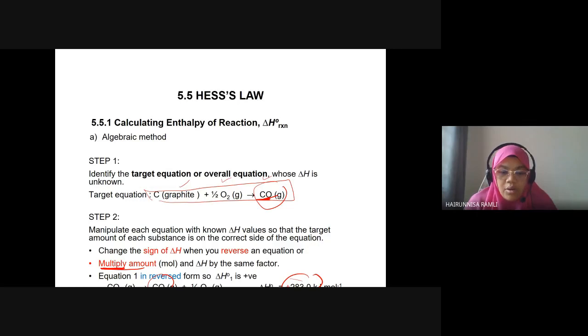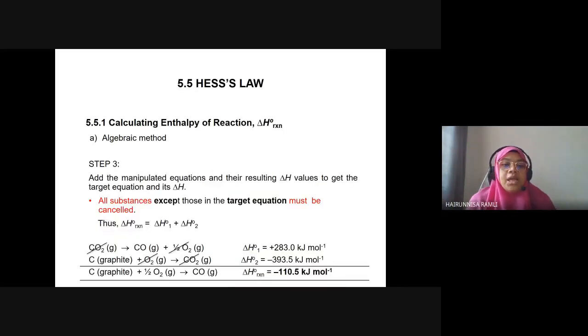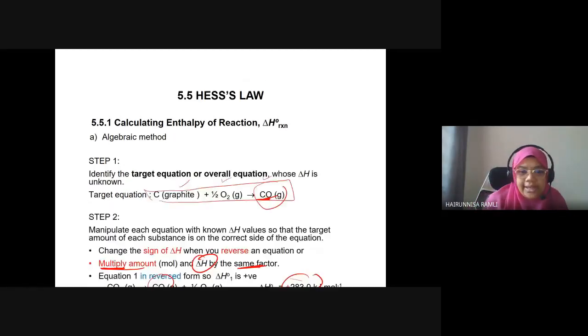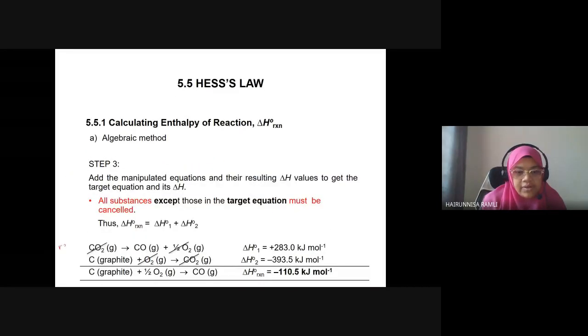Okay, the amount or mole and also delta H by the same factor. Kalau you dah equation tu you darab 3, delta H pun kena darab 3. Kalau equation tu you bahagi ke, delta H pun kena bahagi. Okay? So clear eh? So biasanya bila you dah buat tu, kita akan tulis balik supaya you akan nampak. Okay, so we know that for the CO2 ni tadi kita terbalikkan kan, equation 1 CO2 akan duduk di depan kan. So ini kita dah reverse tadi. So that's why you dapat positive.